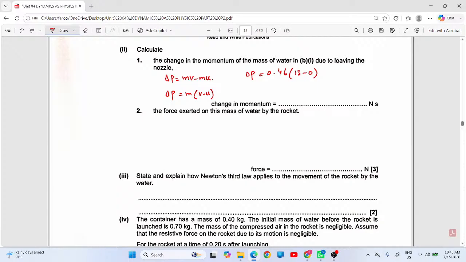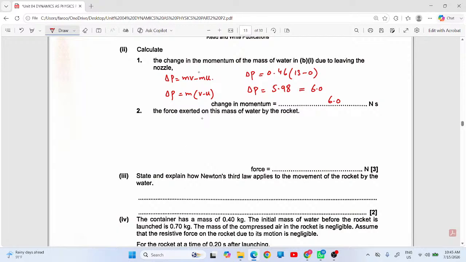So next is the change in momentum, 5.98, which is about 6. We write 6.0. Next part.